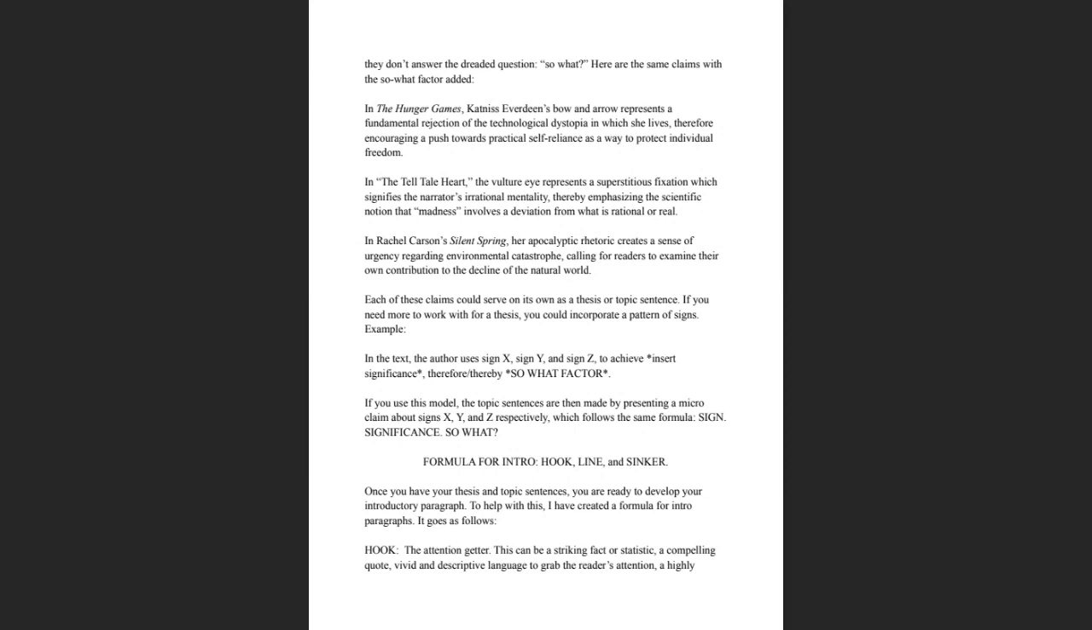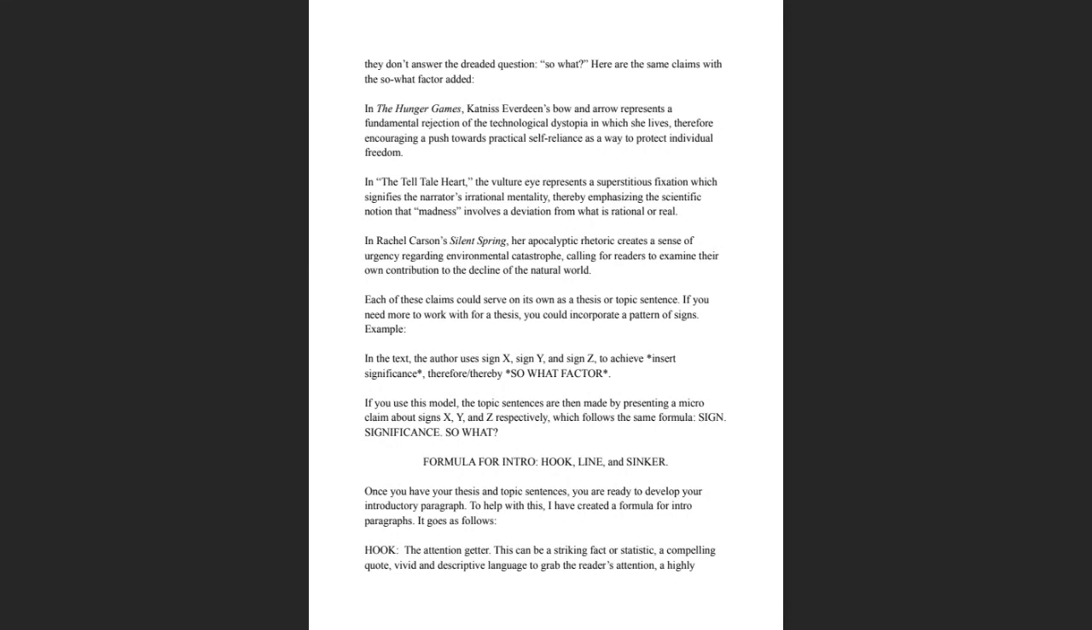So in the text, the author, each of these claims, if you need more to work with for a thesis, you could incorporate a pattern of signs. So if the vulture eye isn't going to do it, you could say, in the text, the author uses sign X, sign Y, and sign Z to achieve this significance and then so what factor, right? In your thesis statement, you're not confined to one sign. You could list several signs that have a similar meaning or that fit together in a pattern. And then you could say, they mean this, and so what? And then that could be your thesis statement.